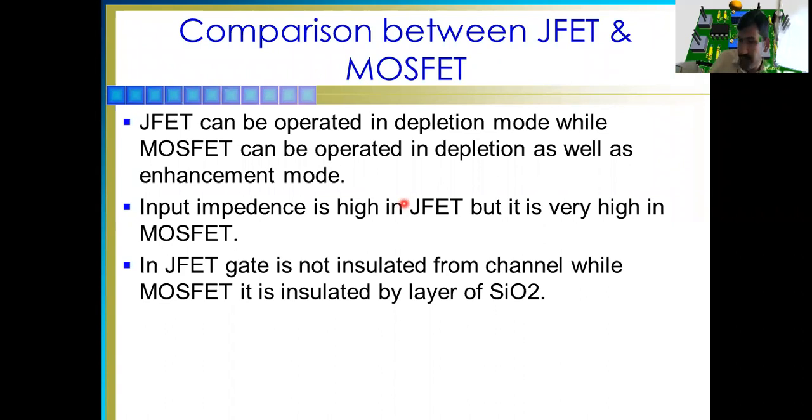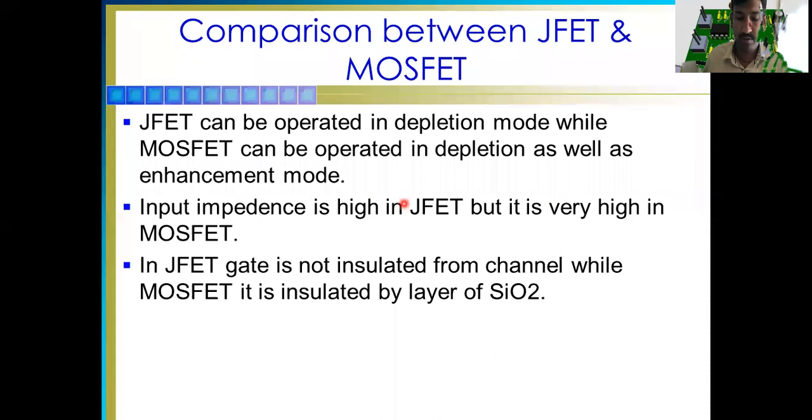So BJT has 3 terminals: base, emitter and collector, while the FET has 3 terminals: gate, drain, source. In BJT, it depends upon IB, meaning IC is equal to beta IB, where beta is the current amplification factor. In FET, the output current ID depends upon the potential difference between gate and source, that means ID is a function of VGS. BJT is a current control device, while the FET is a voltage control device, because we can control the value of ID by changing the voltage VGS.